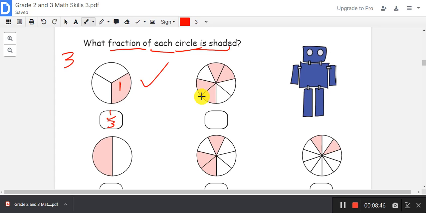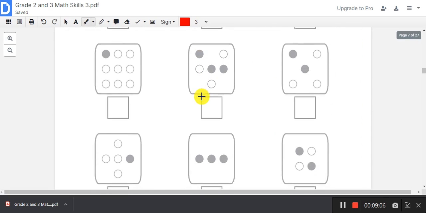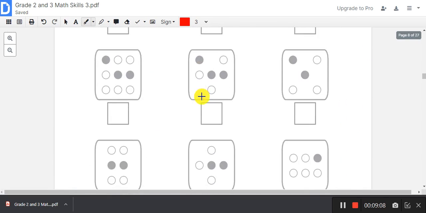Okay, look at this one. I have to count all the parts: 1, 2, 3, 4, 5, 6, 7. Now I have to find out how many are shaded: 1, 2, 3, 4. Okay, 4 out of 7. I'm not going to give you all the answers here. I want you to do that.